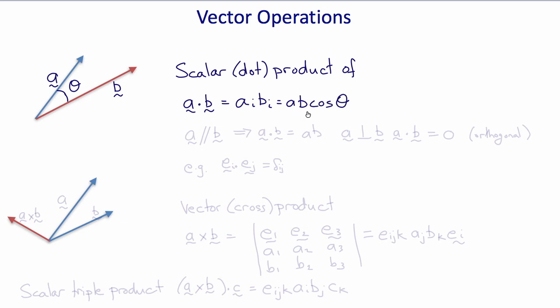Therefore, as A is parallel to B, the dot product of A and B is the product of their magnitudes. And if A is perpendicular to B, then the dot product is 0 and the vectors are orthogonal.